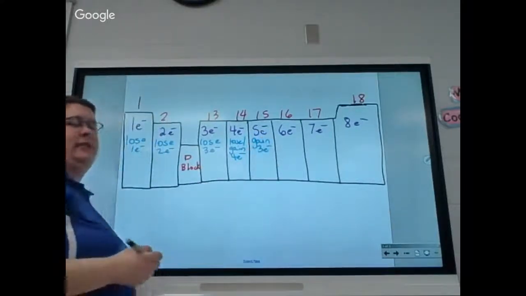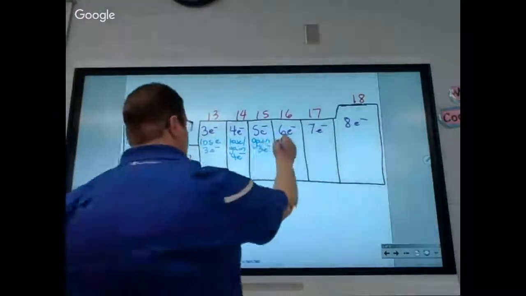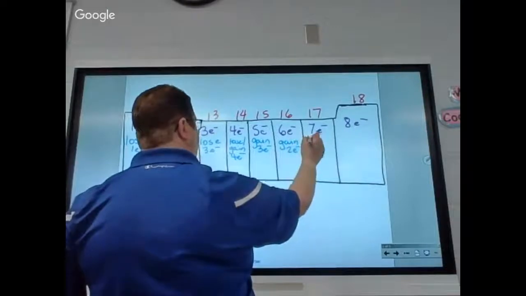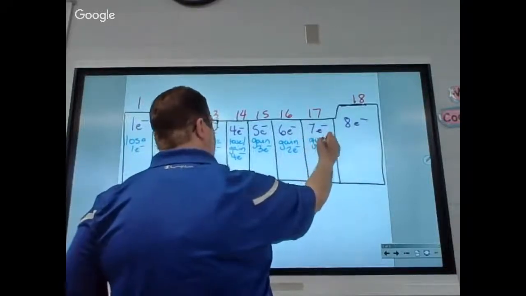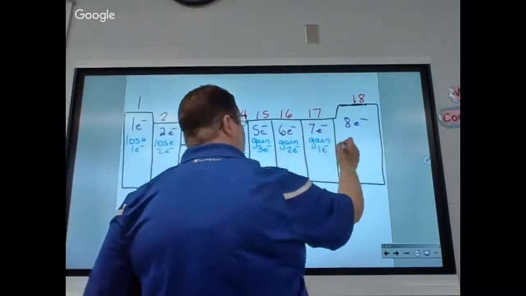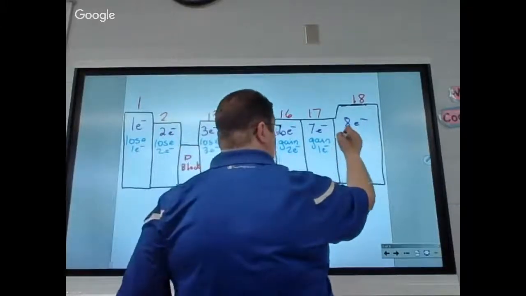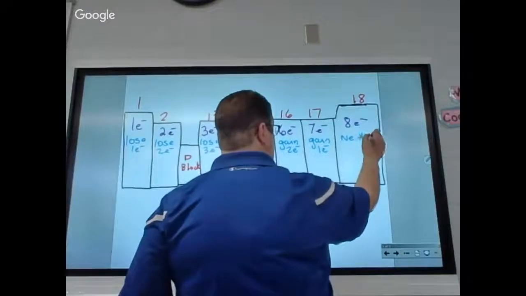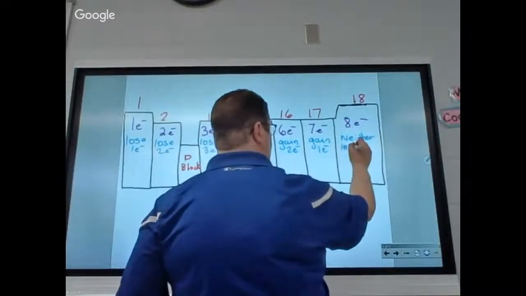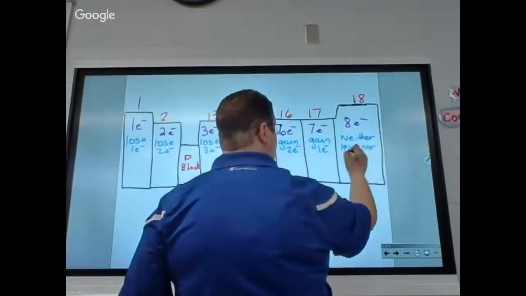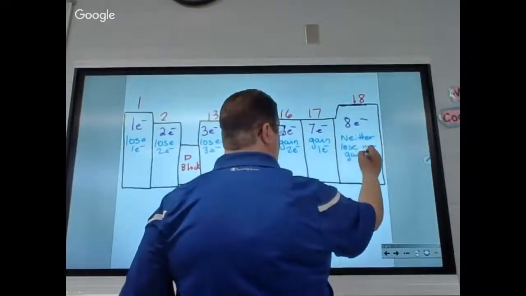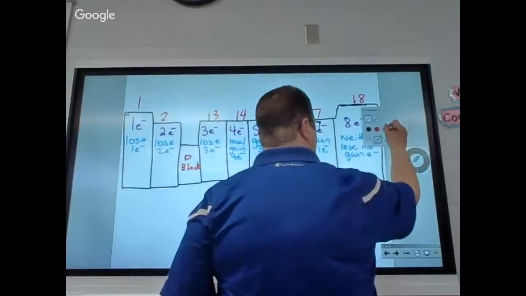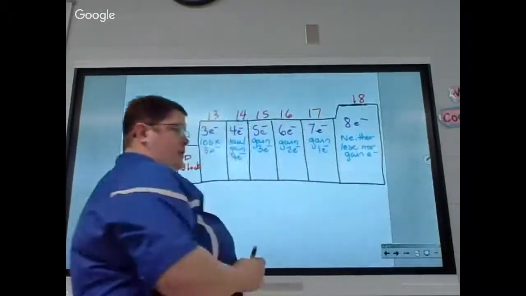What will group 16 do? It will gain 2. In group 17, it will gain 1. And group 18, it will do what? It's full. So it's going to do neither lose nor gain electrons. Now, a general trend we should notice.